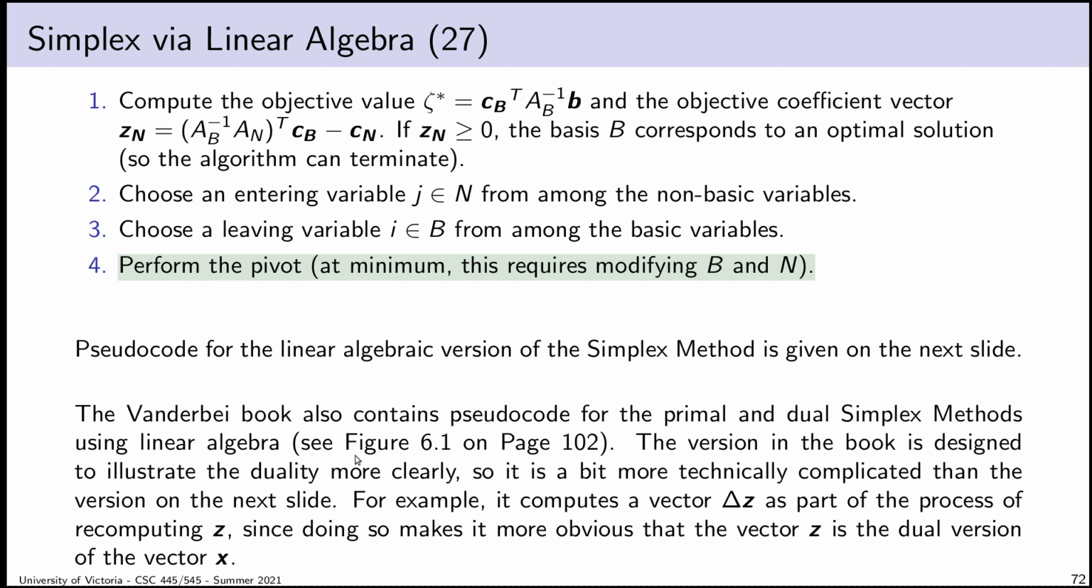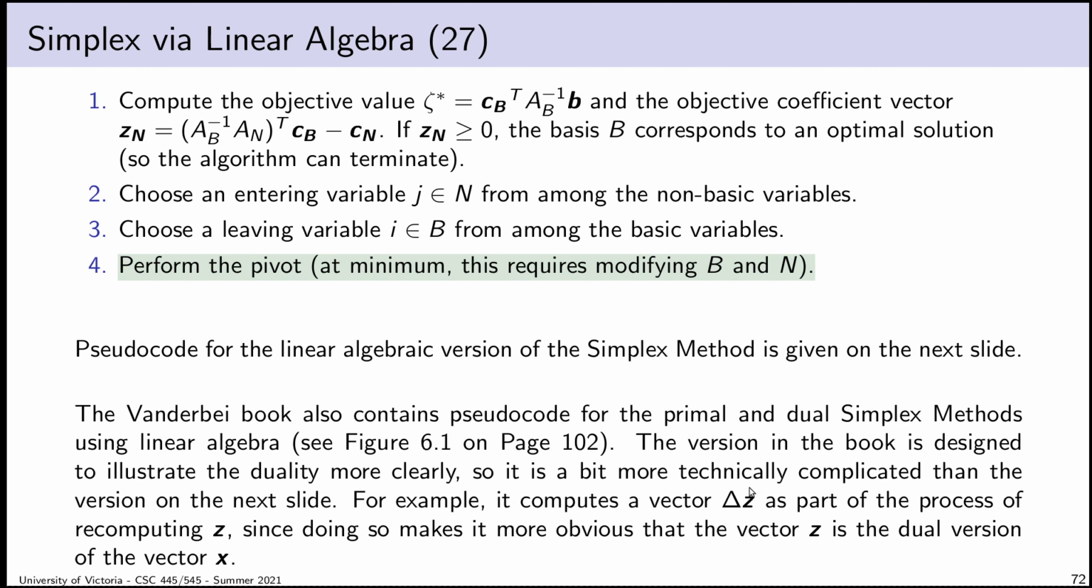So the next slide is going to show pseudocode for this linear algebraic simplex method. It is the same algorithm that is given in Vanderbee's book, but it is not the same pseudocode. It has been distilled a bit because Vanderbee has deliberately given pseudocode that's a bit more verbose to illustrate the impact of duality more clearly. An example would be in figure 6.1, where Vanderbee actually gives side-by-side pseudocode for the primal and dual simplex method. And he's written it in such a way that it's obvious where the primal and dual stuff is happening on both versions of the algorithm.